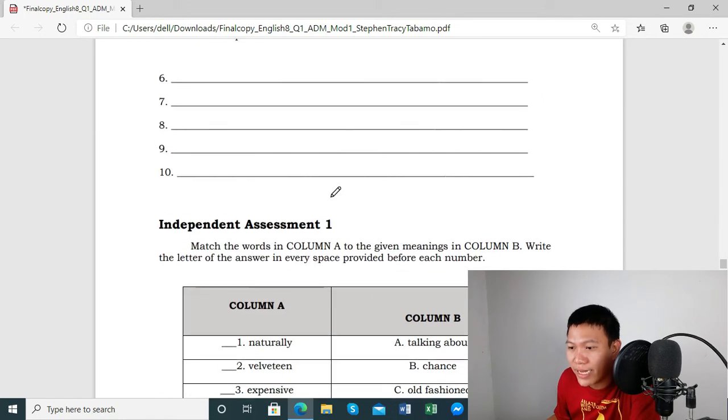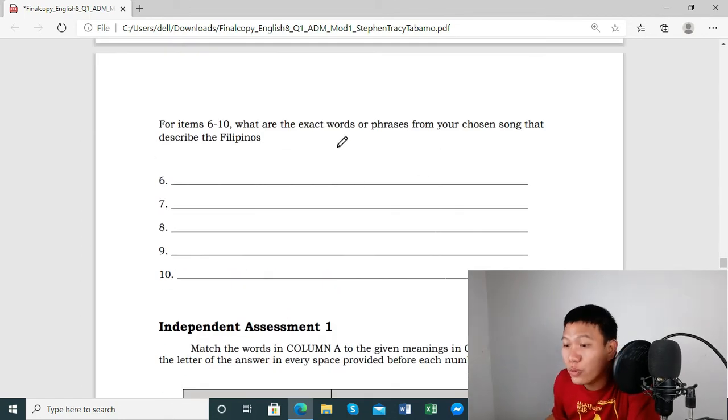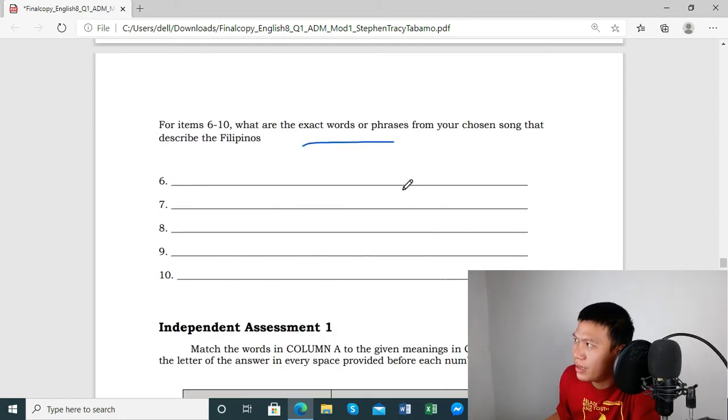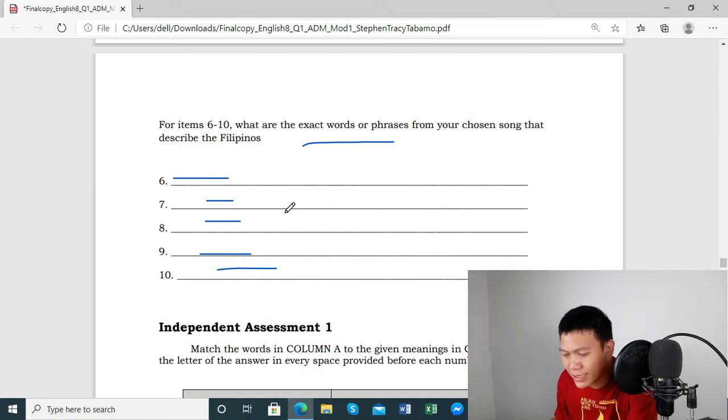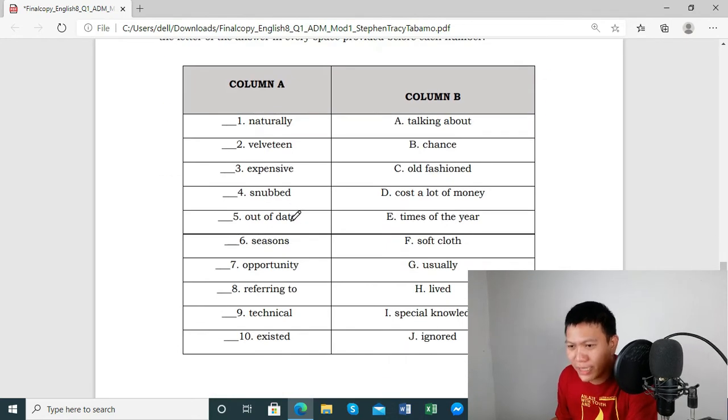Pagdating naman sa 6 and 10, alin dito yung eksaktong words or phrases? So, you will write ginto. Kung tingin mo maraming ginto or ugaling ginto ang mga Pilipino or bulaklak. So, you will write the exact word here. So, 5 rin yan. Okay? Clear yun? Next. Let's move forward.